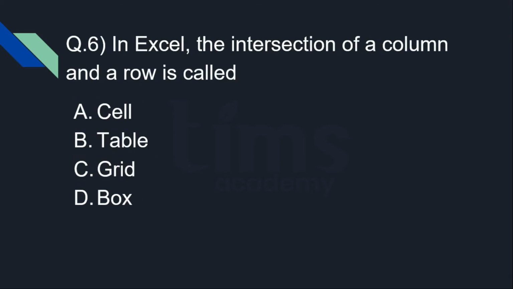Question number 6. In Excel, the intersection of a column and a row is called: option A, cell; option B, table; option C, grid; option D, box. The answer is option A, cell.